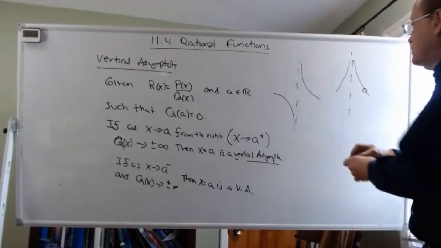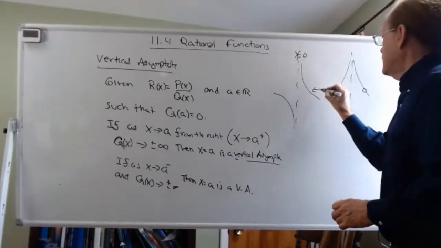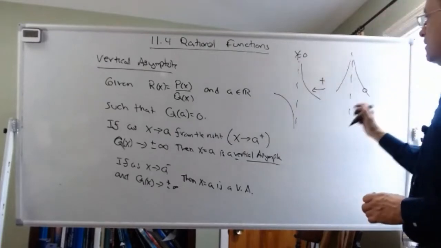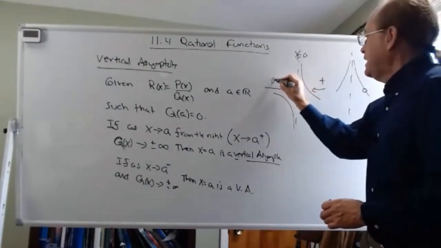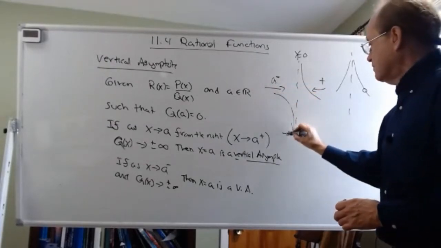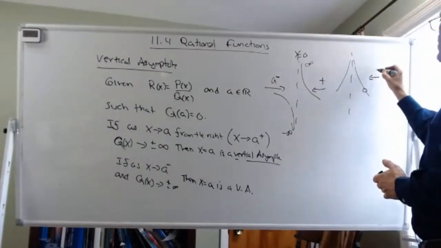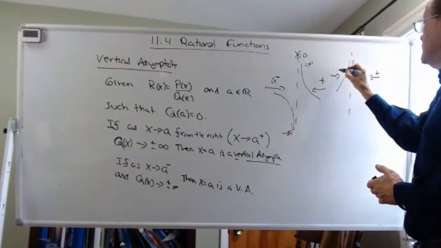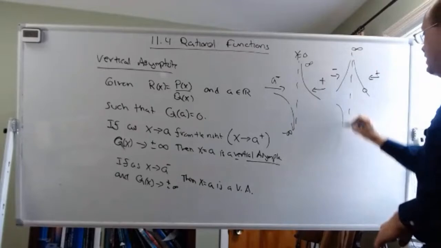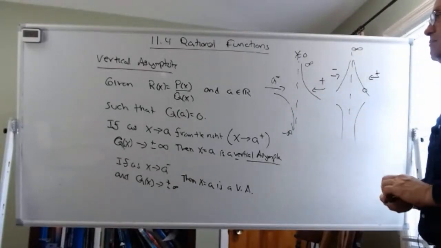You have to go, say this is my x equal to a, and here I'm approaching a from the right, to the right side on the number line. Here I'm approaching a from the left-hand side. What happens? Here I go to minus infinity. Here I go to plus infinity. In this case, if I approach from the right or the left, both of them are going to positive infinity. They could also flip down here. They could both go to negative infinity. But that's how we define a vertical asymptote.